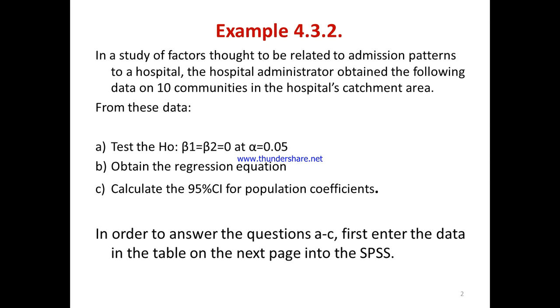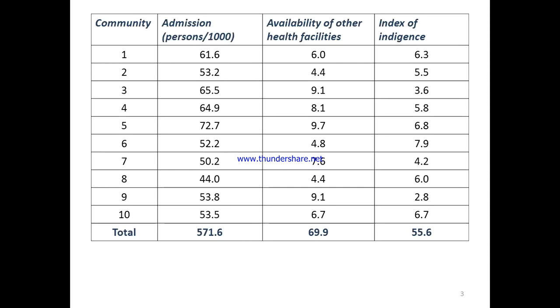Second, obtain the regression equation. Once we have run the test, we get the inputs from the output, and then we can write the regression equation very easily. Third, calculate the 95% confidence interval for the population coefficients. That is also directly picked from the SPSS output. Therefore, in order to answer these three questions, first you need to enter the data as we have discussed in class. You can enter the data very easily into your computer and then run this analysis.